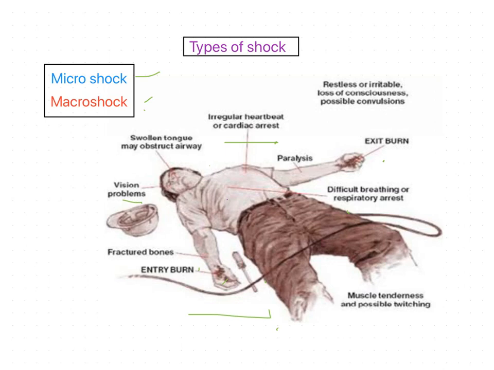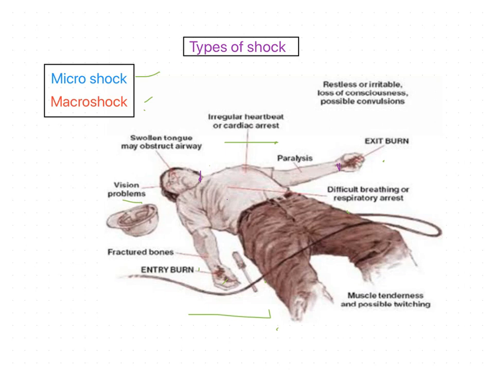Whereas cardiac arrest can be recognized by the absence or abnormality of respiratory movements, and we can check for the pulse. Absence of pulse, not only radial pulse, you have to check for carotid pulse, and fully dilated pupils. So what is the treatment of this electric shock?